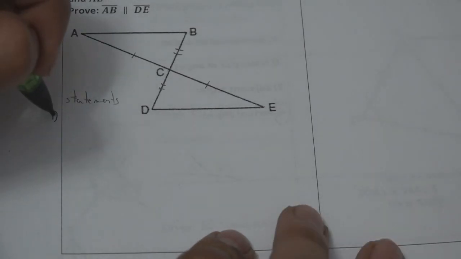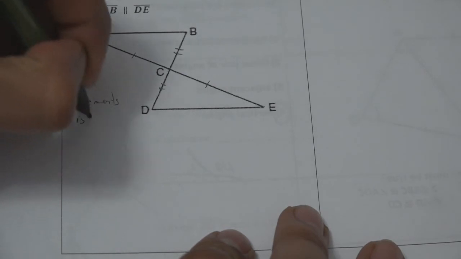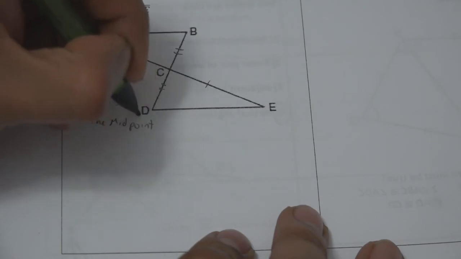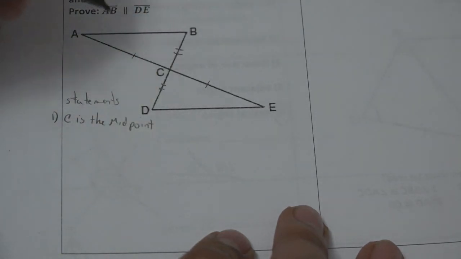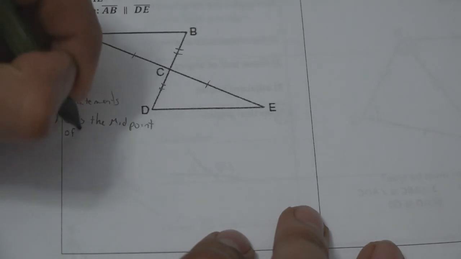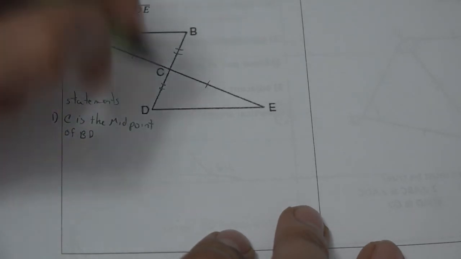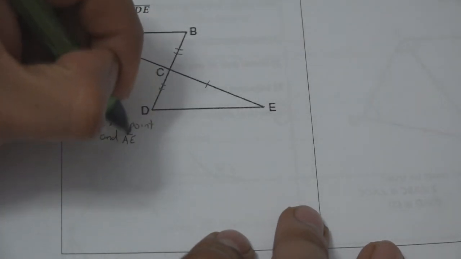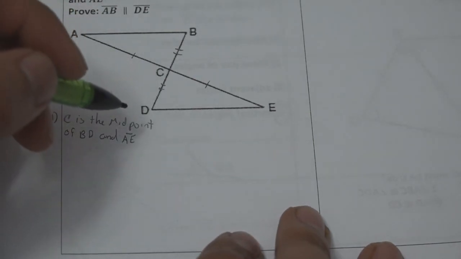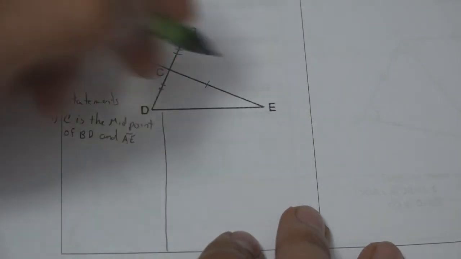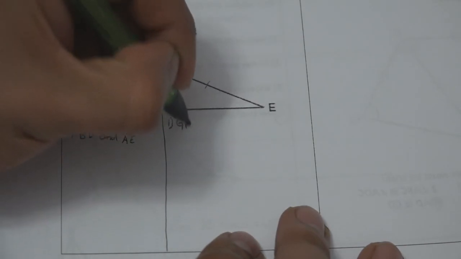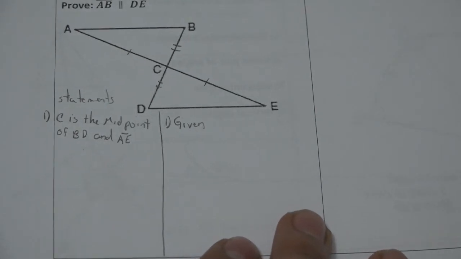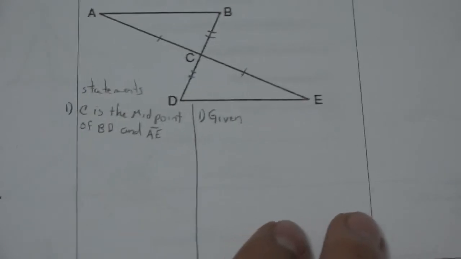So my first statement will be the following. C is the midpoint of BD and AE. Okay, and how do I know that? Well, it was given to me, so it's given. All right, my second statement.